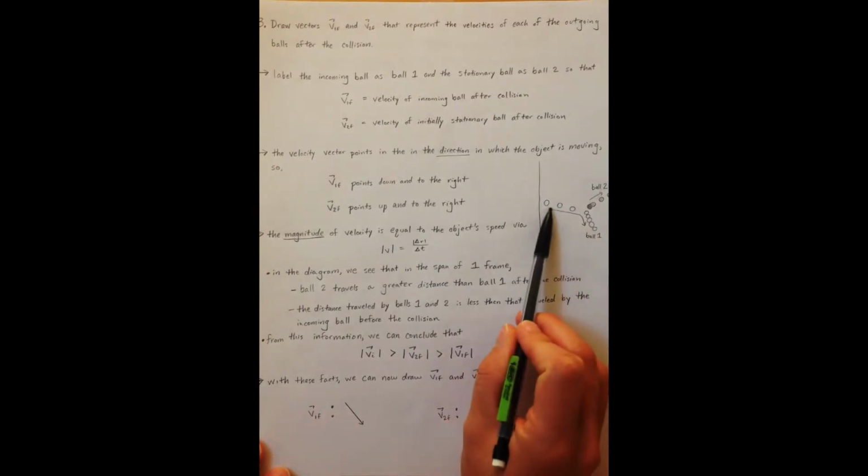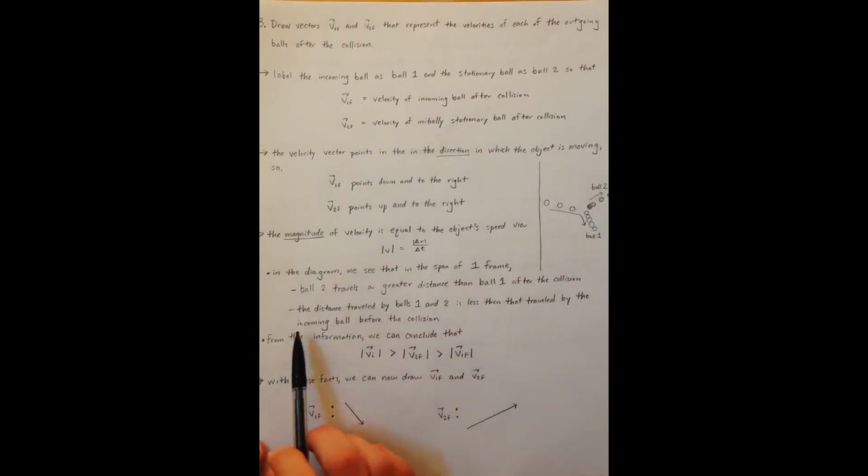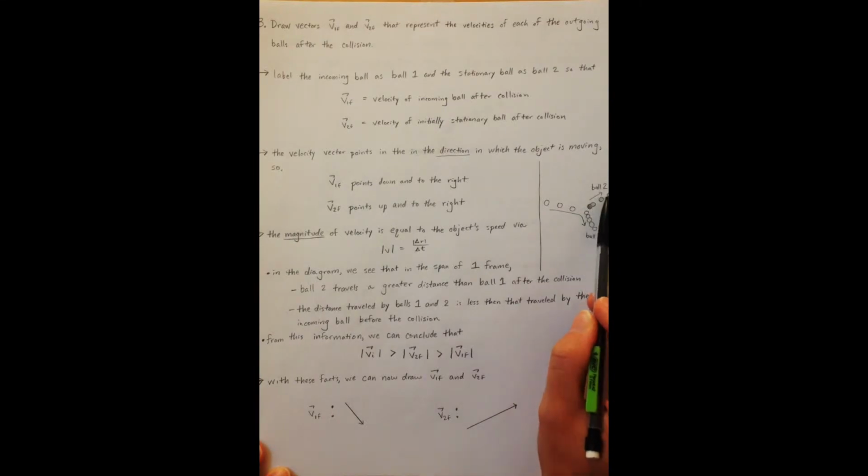In part B of this question, we are asked to draw two vectors, v1f and v2f, that represent the velocities of each of the outgoing balls after the collision. The first thing we'll do is label the two balls. We will call ball 1 the incoming ball that then goes in this direction after the collision, and ball 2 the stationary ball which then goes in this direction after the collision.